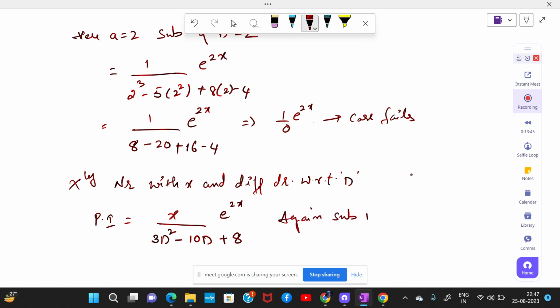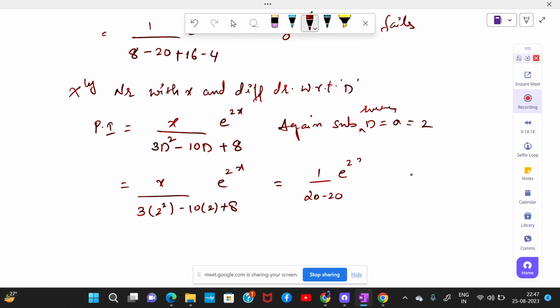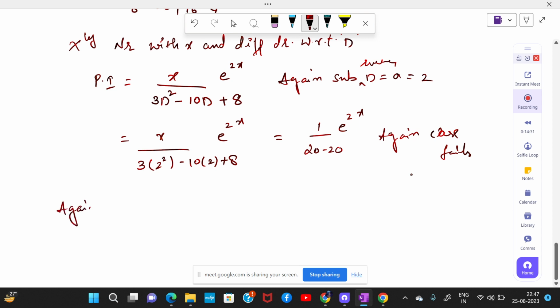Again substitute D is equal to a. That is x divided by 3 into 2 whole square, minus 10 into 2 plus 8, e to the power of 2x. 4 2s is 12, again it's a 0, 20 minus 20. x by 20 minus 20 e to the power of 2x. Again case fails. So again you're going to multiply the numerator with x and differentiate the denominator with respect to D.